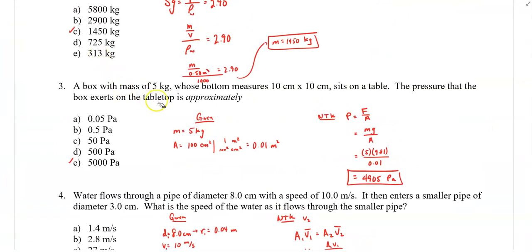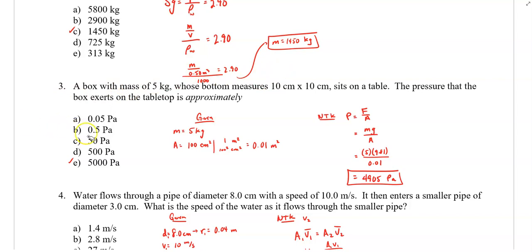Moving on to number 3. In this case, we're dealing with a box that has a mass of 5 kilograms, and the bottom of the box measures basically 100 square centimeters, and we would like to find the pressure that the box exerts on the tabletop. This doesn't really mention anything about atmospheric pressure included in this problem. We're literally worried just about how much pressure is being exerted from the box onto the tabletop.